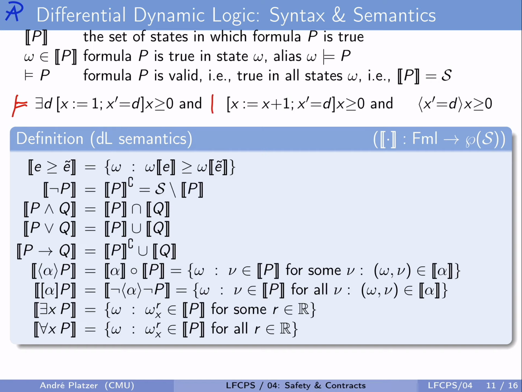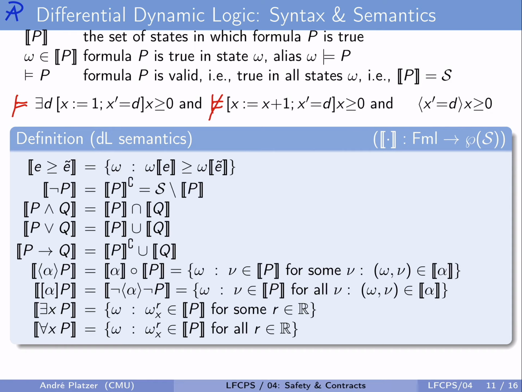Because if we start in a state where x already has a very negative value, then if we follow the differential equation, no matter what value d actually has, for 0 amounts of time we're below 0 at that moment, having violated the postcondition.